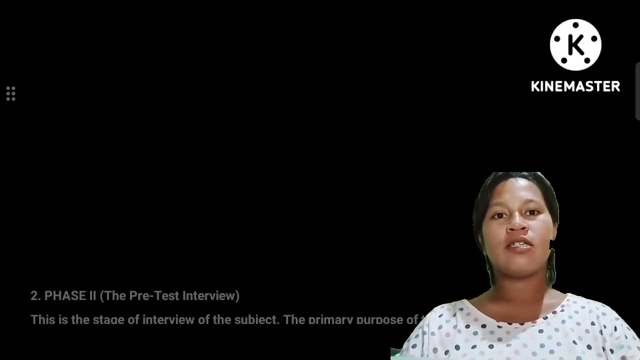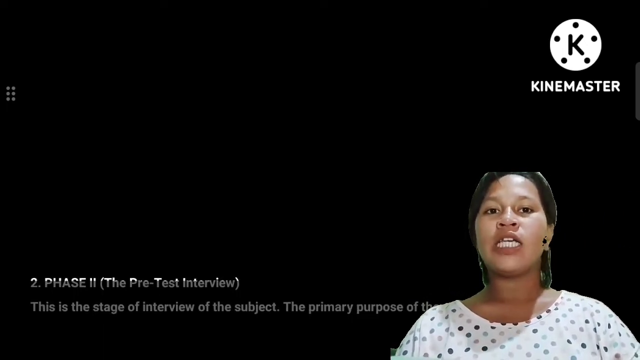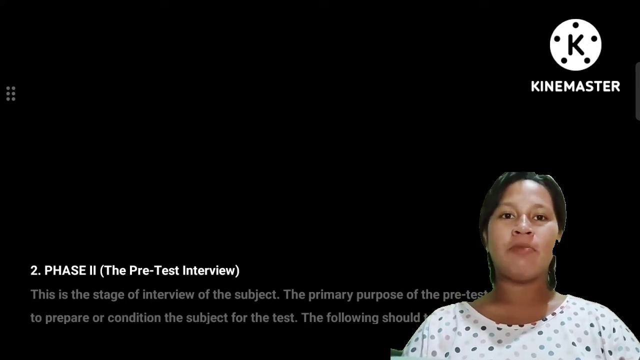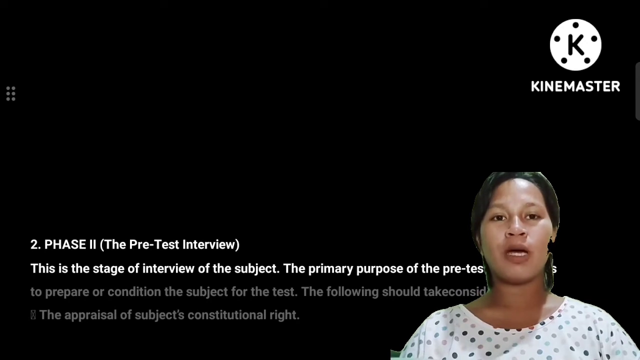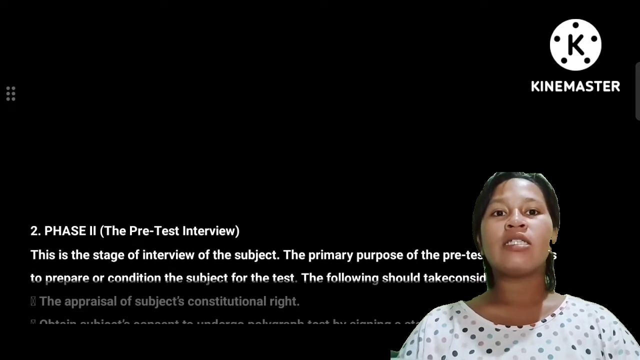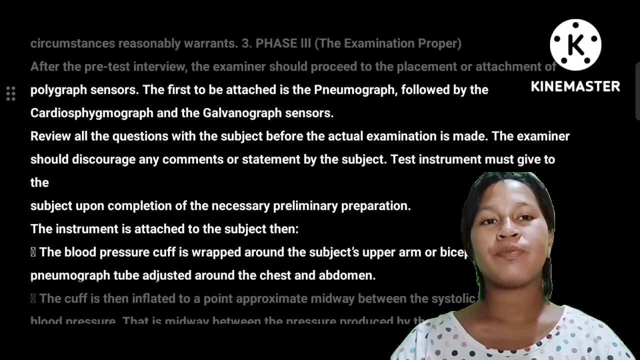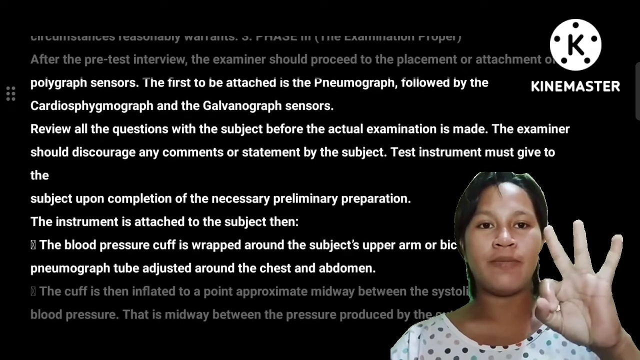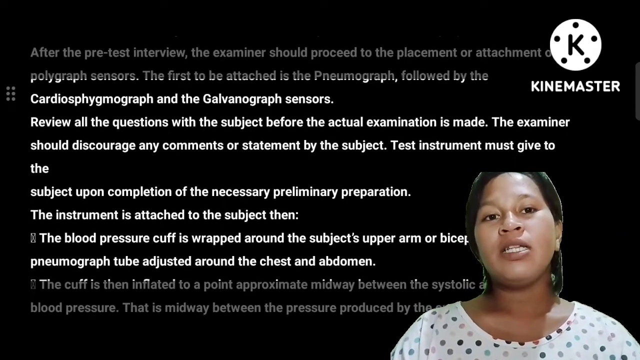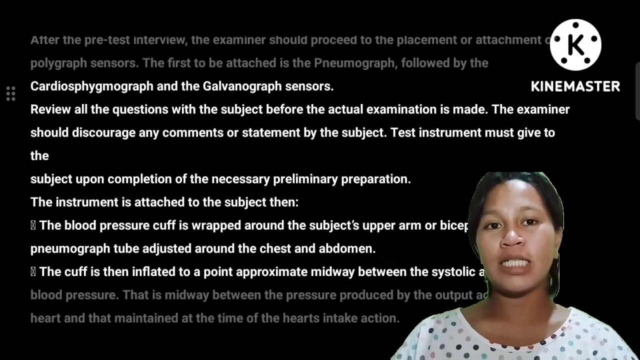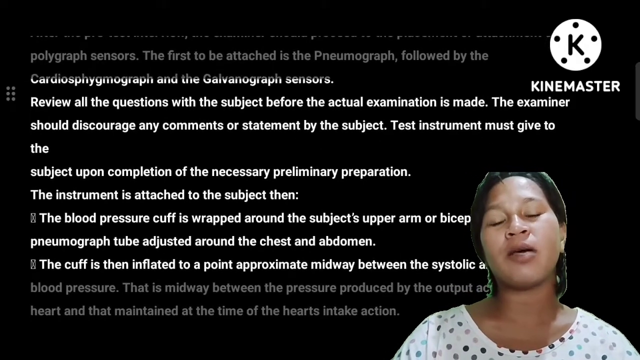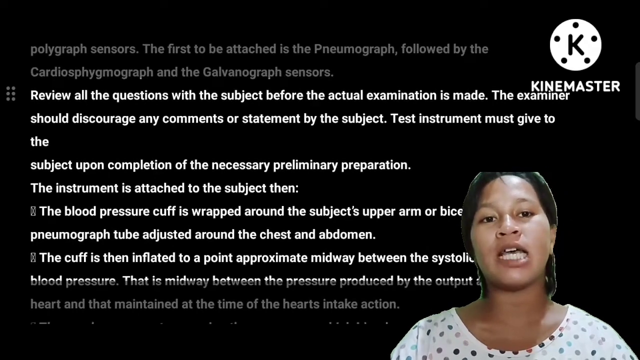Phase 2 is the pre-test interview. This is the interview of the subject. The primary purpose of the pre-test interview is to prepare or condition the subject for the test. Phase 3, the examination proper. After the pre-test interview, the examiner should proceed to the placement or attachment of polygraph sensors.